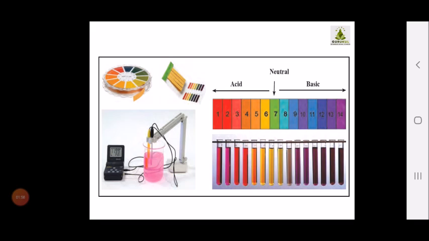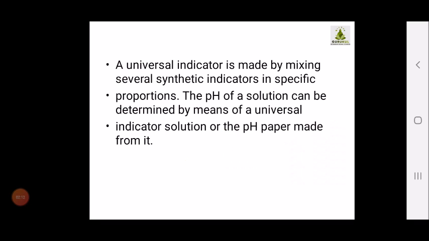Then again you are able to see the pH indicator also. So now these indicators, these pH meters, universal indicators, these are the substances which, when we use them, help us to determine the pH of the substance. Now how is the universal indicator made? It is made by mixing several synthetic indicators in a specific proportion.